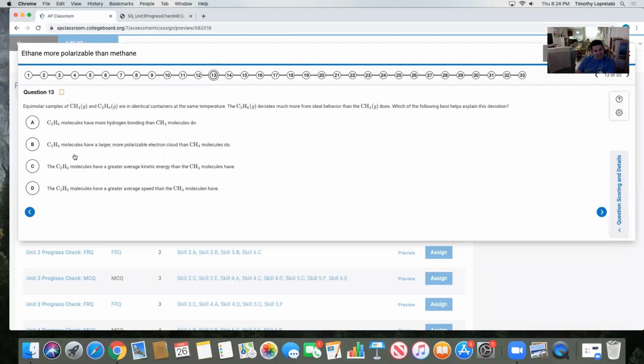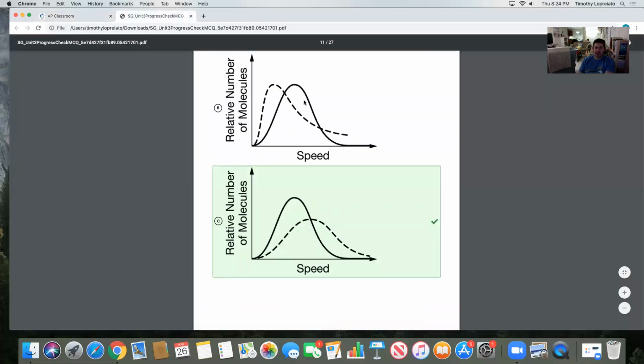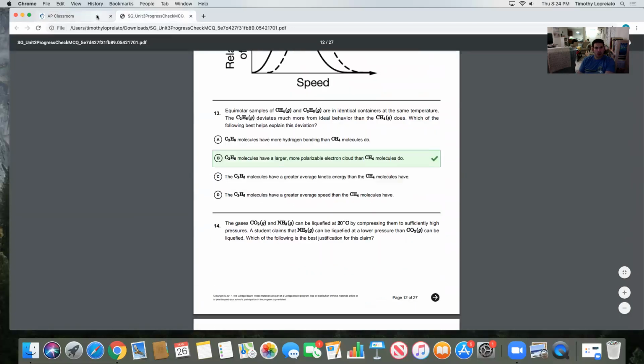Choice D, the C2H6 molecules have a greater average speed than the CH4 molecules have. Actually, it would be the other way around. CH4 has the greater speed. So it's going to be choice B. Choice B was beautiful. All the other choices were so bad. All right, choice B. Woohoo!